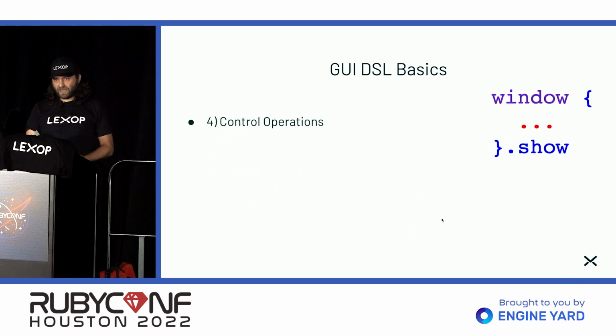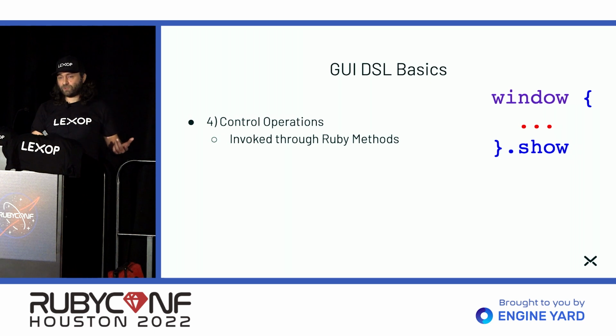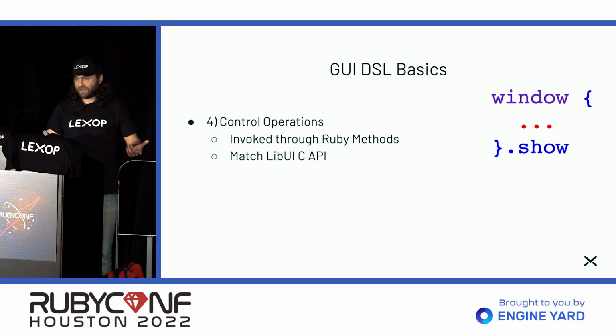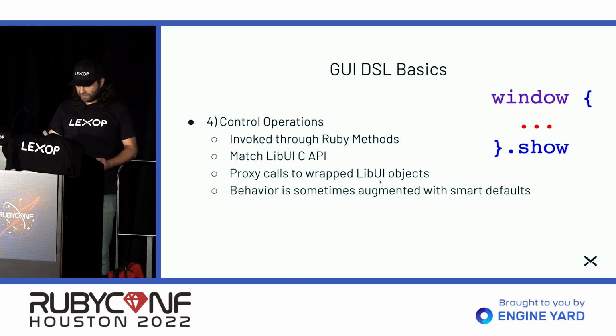Okay, so the last thing you want to learn as far as the basics of the GUI DSL is the control operations. They're invoked through Ruby methods on the object returned by the DSL keyword. They match the LibUI C API that's wrapped by the Glimmer DSL for LibUI library. So LibUI is a C toolkit, and that's the one we're using from Ruby in Glimmer DSL for LibUI. It proxy calls to the wrapped objects automatically, so you don't have to worry about it. You just work with the Ruby objects.